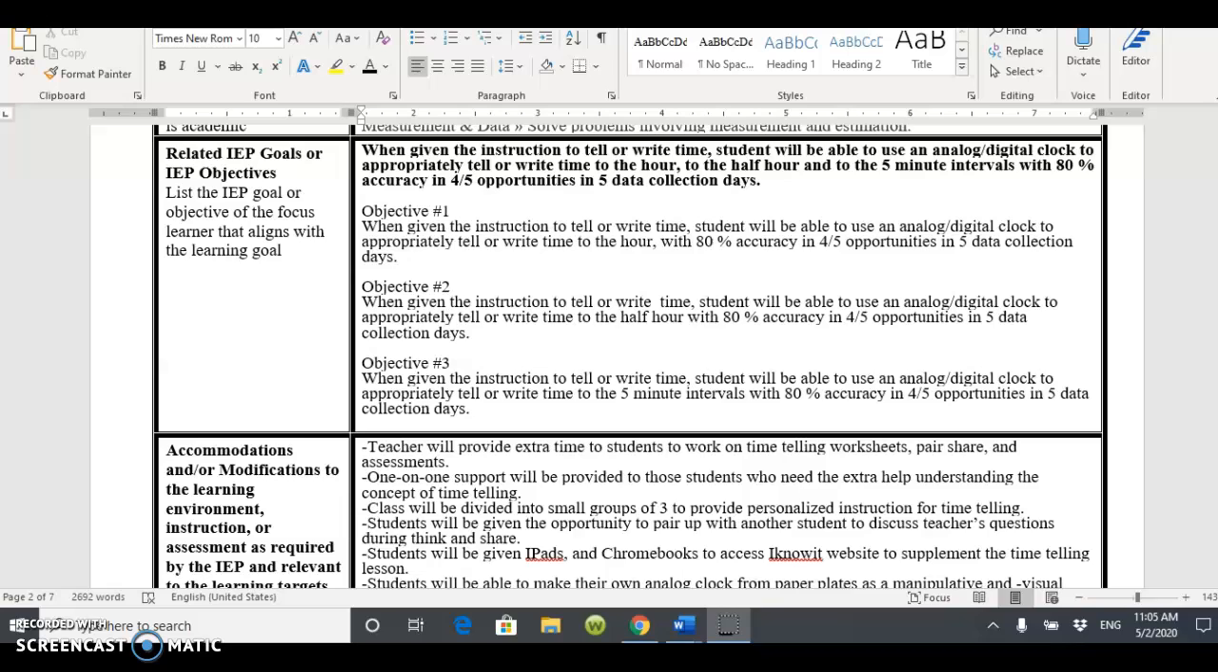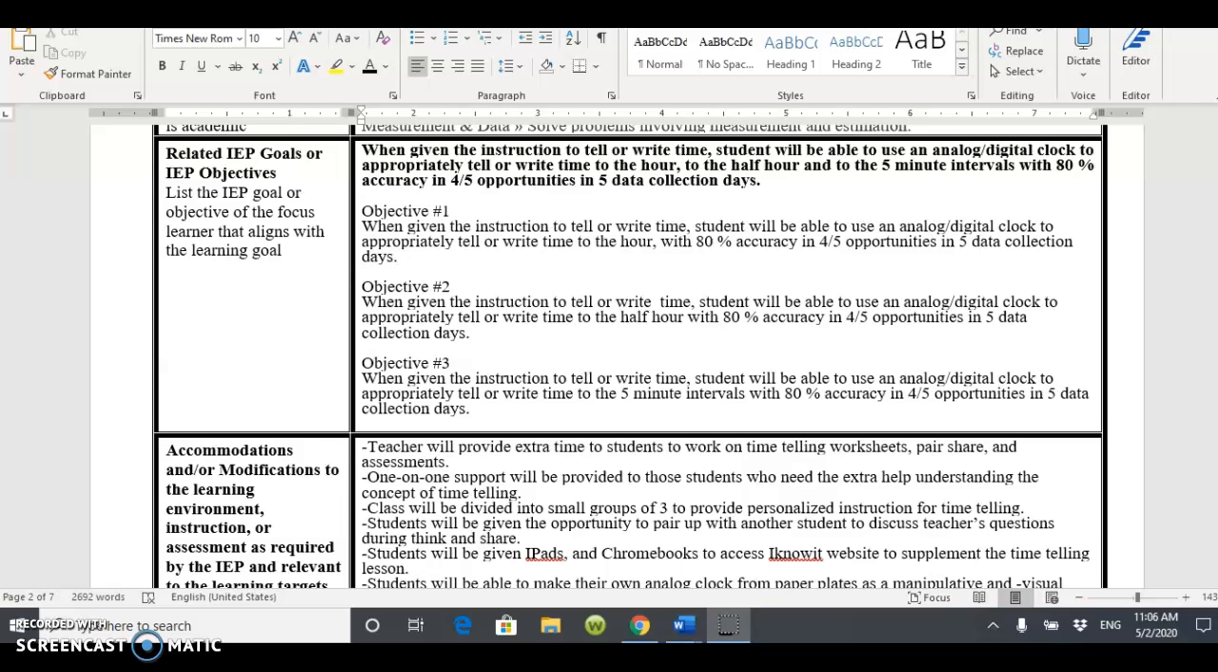Related IEP goals or IEP objectives are as follows. When given the instruction to tell or write time, student will be able to use an analog or digital clock to appropriately tell or write time to the hour, to the half hour, and to the 5 minute intervals with 80% accuracy in 4 out of 5 opportunities in 5 data collection days.